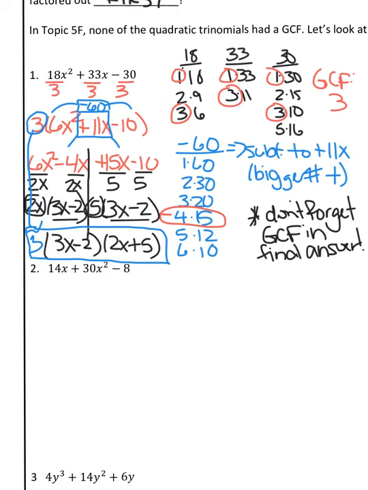So the factors are 3x minus 2, and 2x plus 5. It has 3 different factors. 2 of them are binomials. 1 of them is just a constant number. All right, number 2. Number 2 says 14x plus 30x squared minus 8.